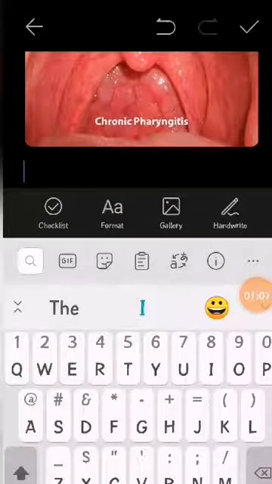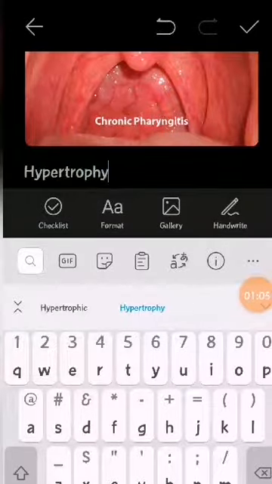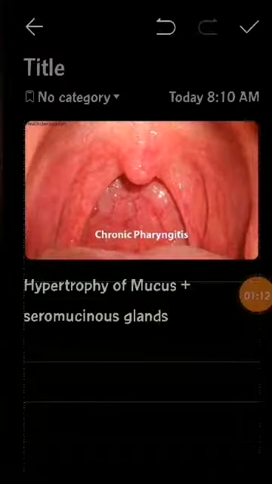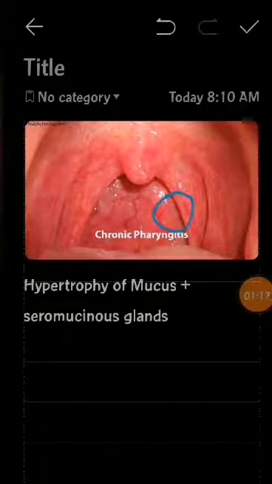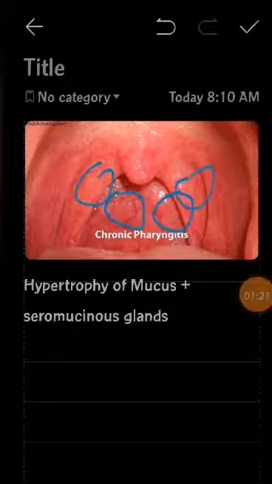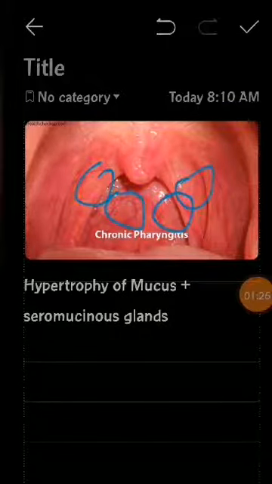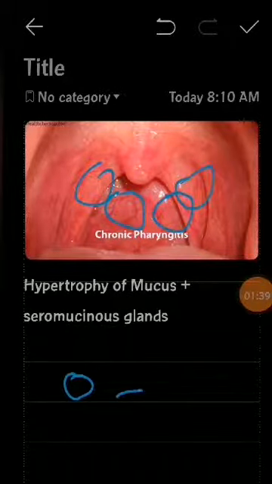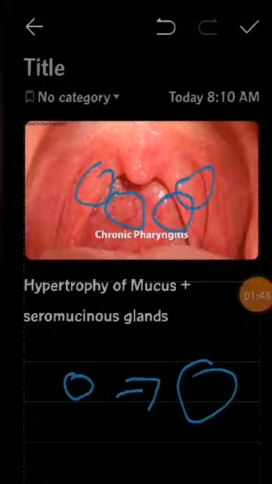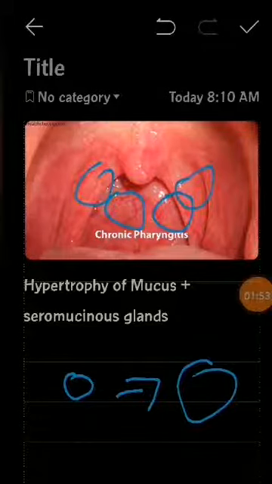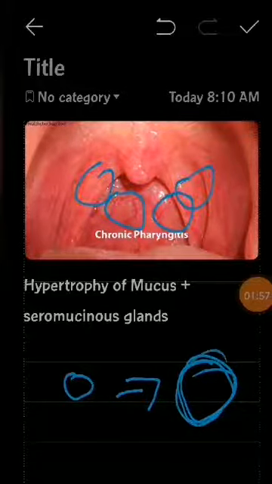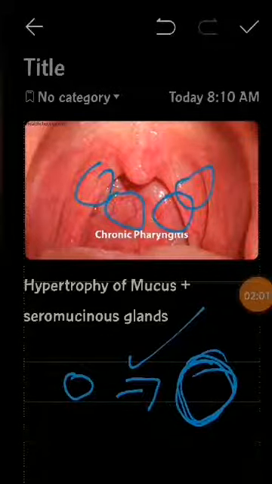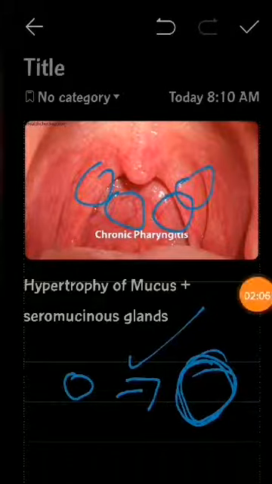You can see here the chronic pharyngitis, there is hypertrophy of the serum mucinous gland and the mucosa of the pharynx. Hypertrophy means the increase, a very large swelling. Hypertrophy means if the swelling is very large, then there will be a very thick and large swelling.